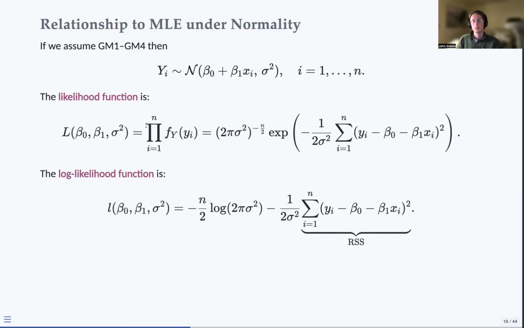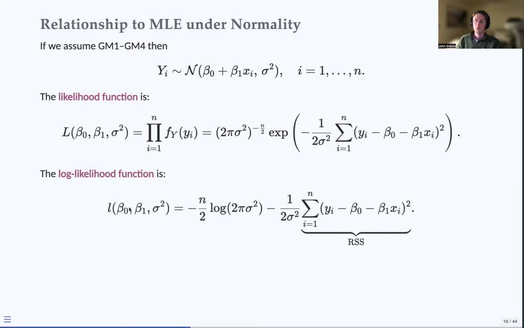So you can see by taking the log likelihood of this function, we end up with this expression in terms of the variance. And then in here, we have this negative 1 over 2 sigma squared, and then the sum of yi minus beta 0 minus beta 1 xi, all squared. And this is the same as our RSS, right? This is the same as our residual sum of squares.